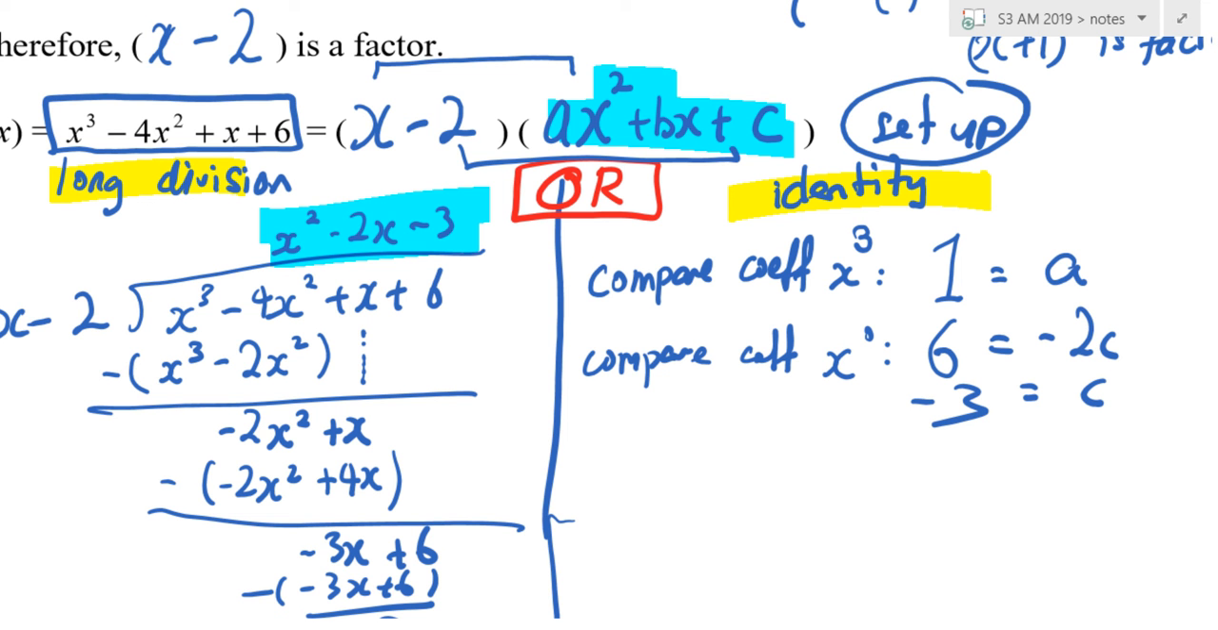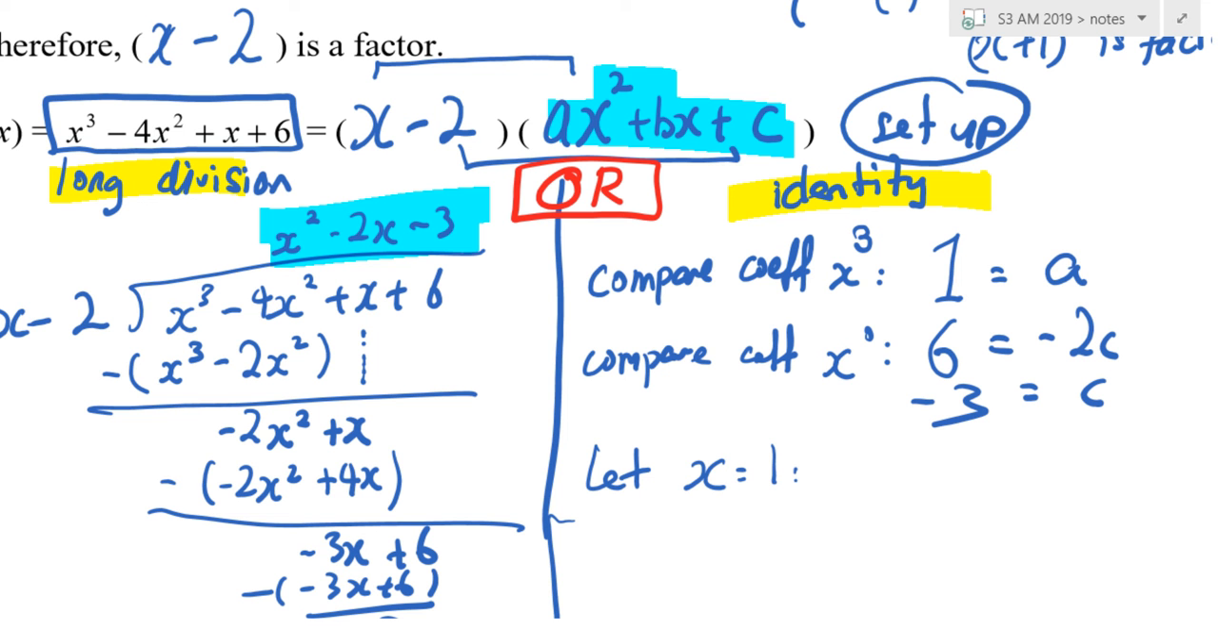Last one is to find b. So I will let x be something. Can I let x be 0? No, I want to find b. If you let x be 0, b times 0 is 0. You cannot find b. So I let x be 1. So this one, no choice.